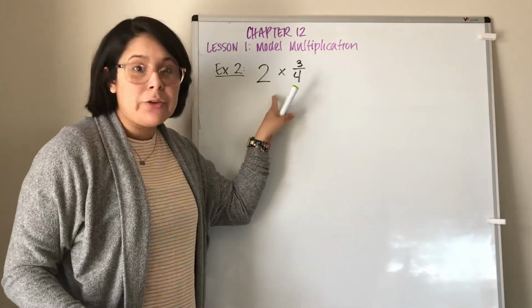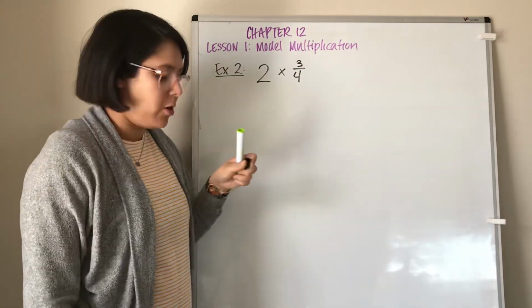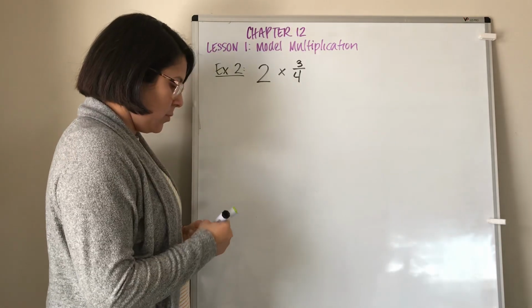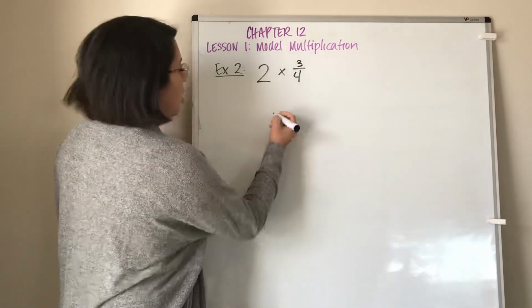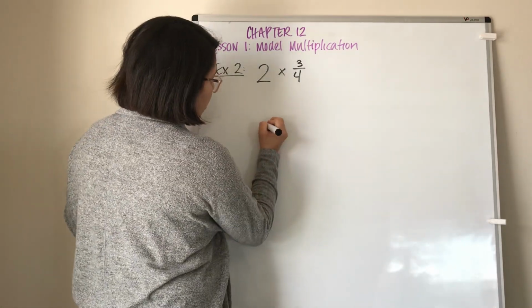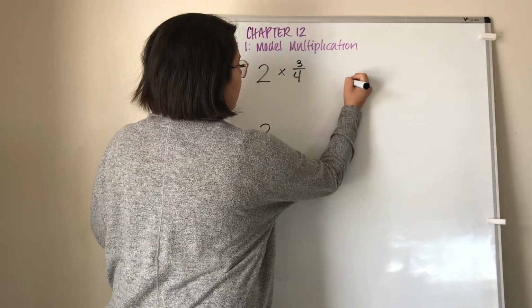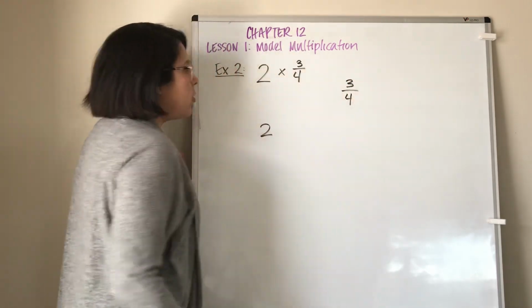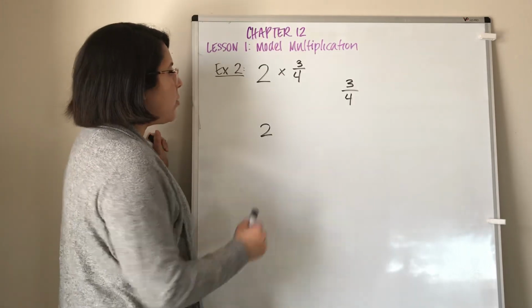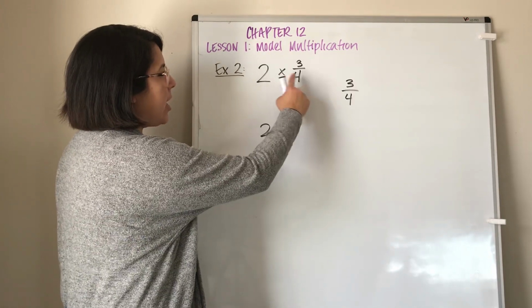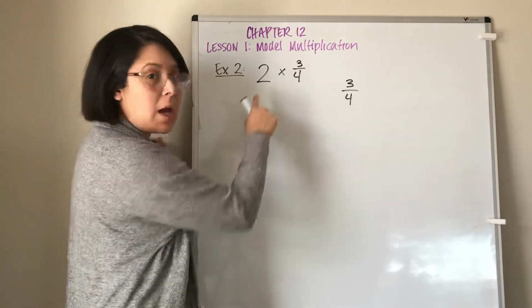Okay, here's that whole number. What do I do with a whole number? Well, I'm going to show you. I have 2 over here. I'm going to put a 2 on this side, and I'm going to do a 3/4 on the top. Right here it's telling me that I have 3/4 2 times.